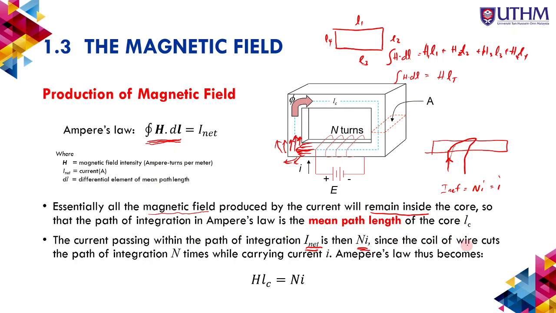Since the coil of the wire cuts the path of integration n times while carrying I, Ampere's Law becomes like this. As I mentioned before, the H over here we assume constant. Don't worry, because after this we will also use this equation, and we will not use the integration term. We make an assumption that the H is constant. So the equation becomes H Lc equal to Ni.